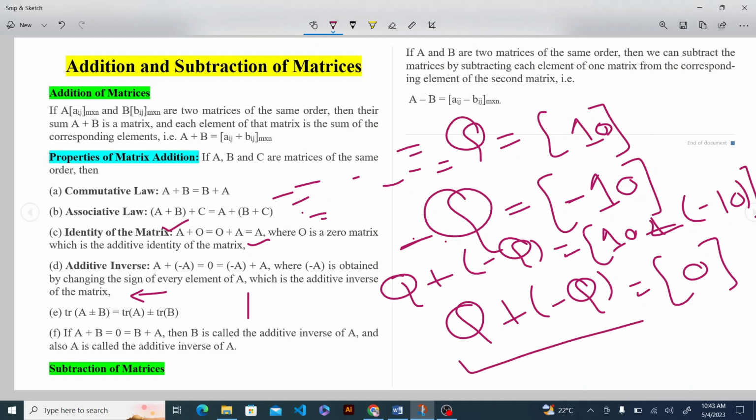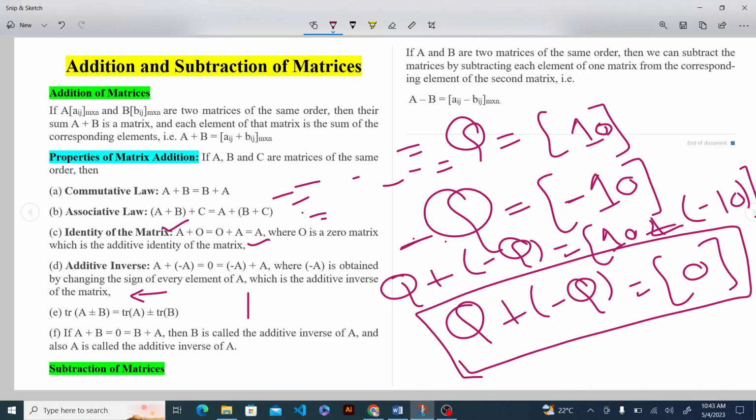So this is the property which is called additive inverse. For any matrix, the additive inverse of that matrix will be the negative matrix. And how will we achieve the negative matrix? By changing the sign of every element of the matrix. Okay.